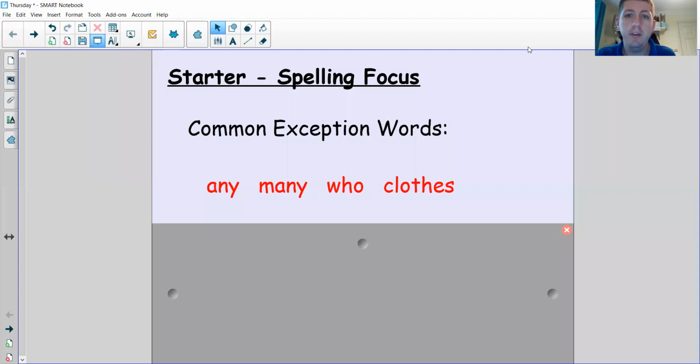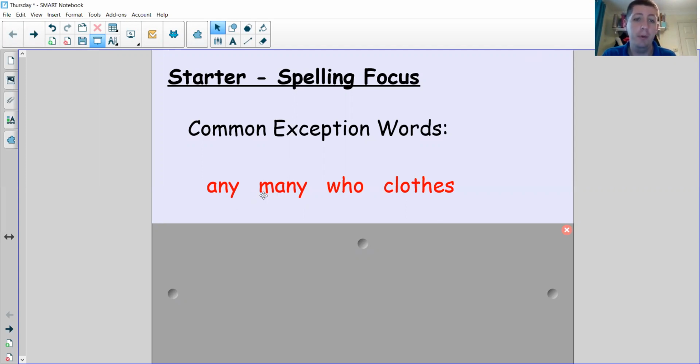To start off our literacy lesson today, we're going to look at some more common exception words. We looked at 3 common exception words last week, and we're going to look at 4 this week. The reason why I chose 4 this week rather than 3 is because these two, if you've learned one, you can definitely learn the other one.